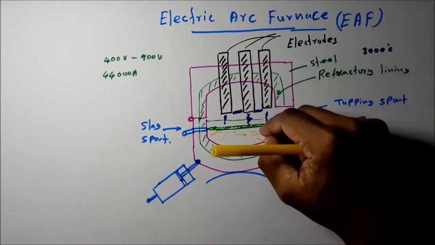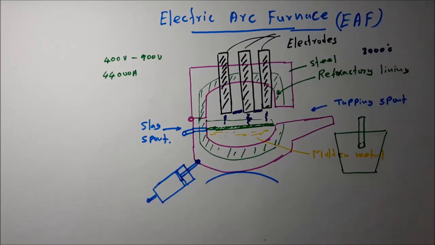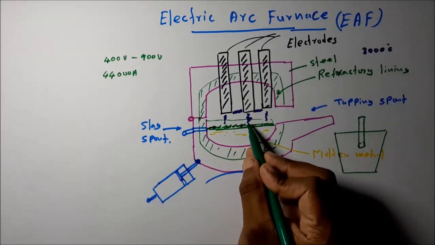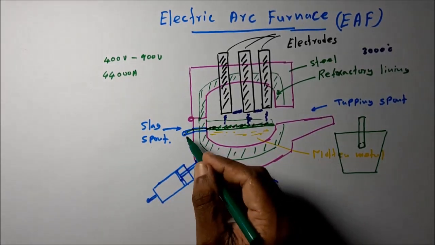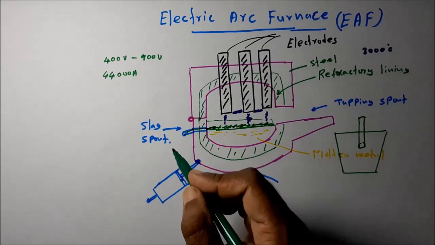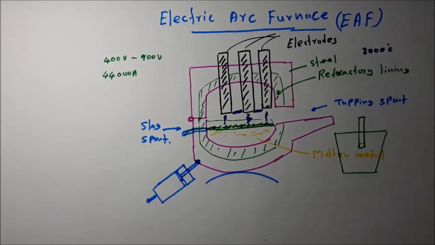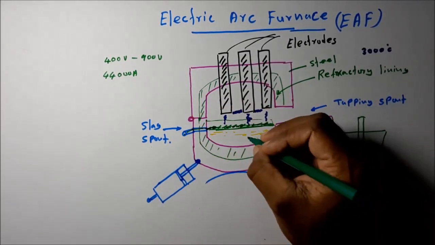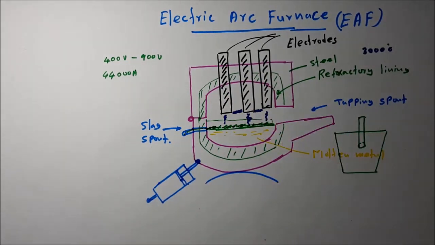After melting, the slag spout is used to remove the slag, which is floating on the molten metal. Easily this can be separated by opening the slag spout. Then after removing the slag, by tilting the electric arc furnace, the molten metal can be taken out from the furnace.